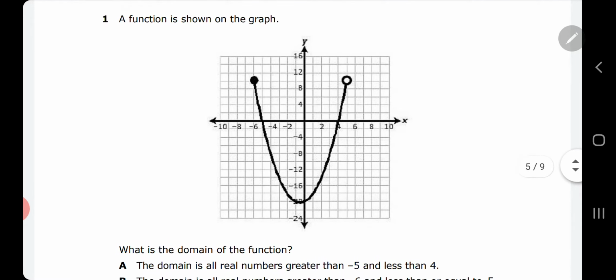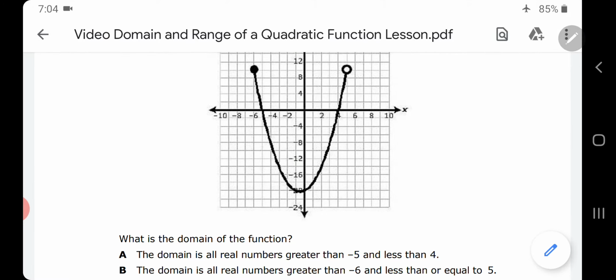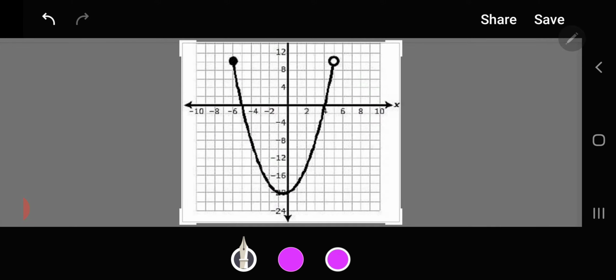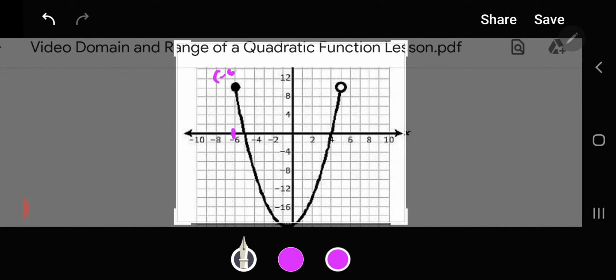Okay, let's look at some sample problems here. A function is shown on the graph. What is the domain of the function? Once again, just looking at the domain, we are looking left and right. So, the furthest left that we go is right here, at this point negative 6, comma, oh, it looks like 9. But once again, we're just looking at the x value, so negative 6.